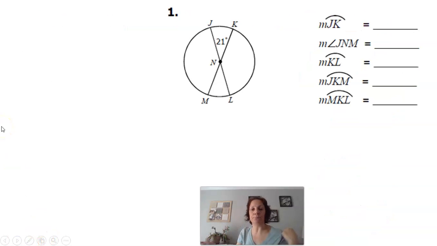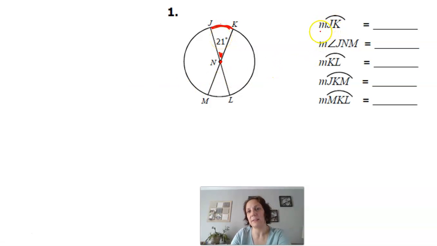All right, number one. Notice in this picture, we are given the center of the circle, and we have some central angles here, right? This 21-degree angle right here is a central angle. Its vertex is in the center of the circle. So that little angle right there, JNK, is a central angle. Because I know it's a central angle, I know that the arc that it creates, this arc right here, JK, is going to be the same as the angle. So if that's 21 degrees, then that arc, JK, is also 21 degrees.